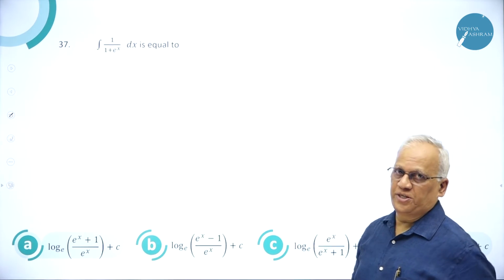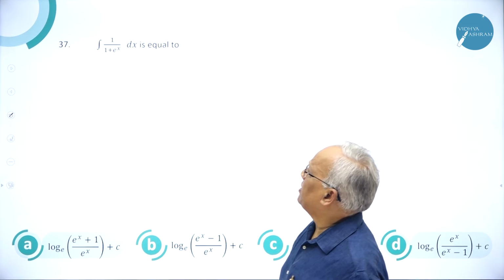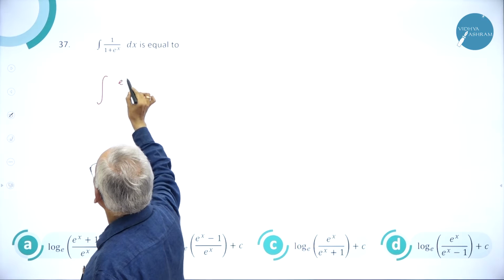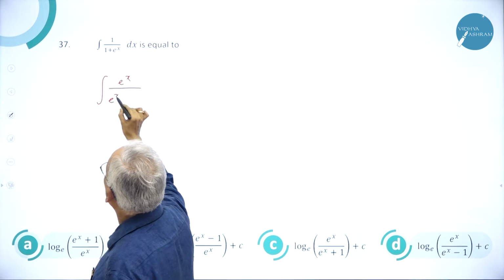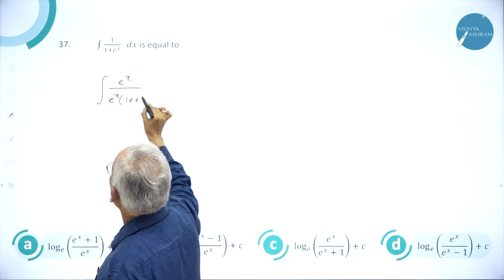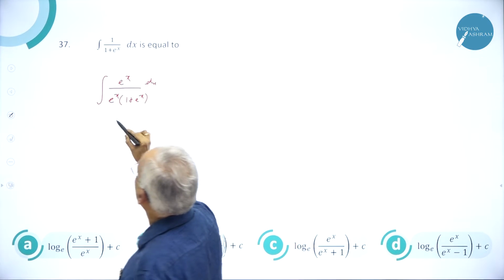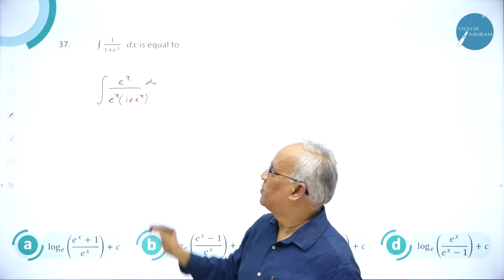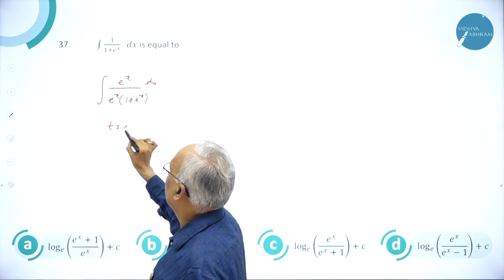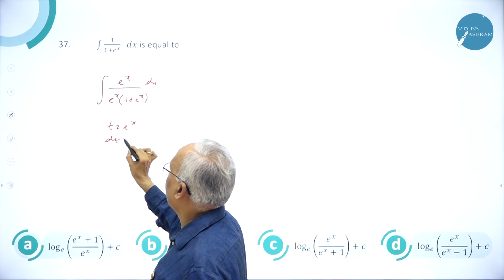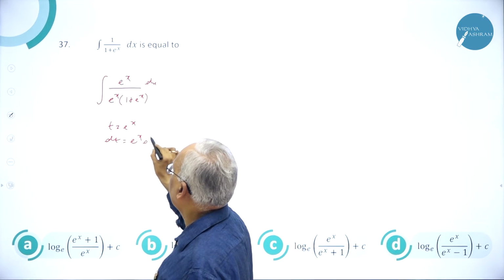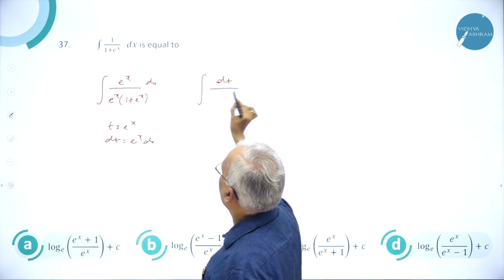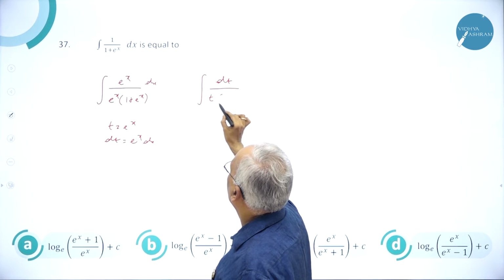Okay. Next question. Integral of 1 over 1 plus e to the power of x. See, this is equal to the integral of e to the power of x divided by e to the power of x into 1 plus e to the power of x. This is an interesting approach. I multiply and divide by e power x so that I can substitute. Put t equal to e to the power of x. Then dt equals e to the power of x into dx. So the integral becomes the integral of dt divided by t into 1 plus t.